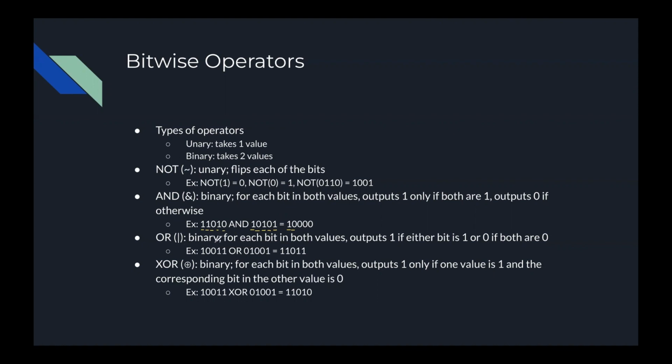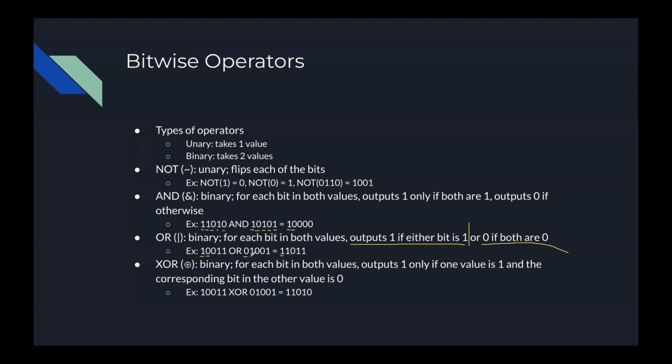For OR, I put in the definition: for each bit in both values, it'll output 1 if either bit is 1. These are two separate conditions. It'll output 1 if either bit is 1, and it'll output 0 if both are 0. This is almost the opposite, or inverse, of AND. For example, here we'll take a look at the first two digits of these two strings. One of them is 1, which is why we have a 1 in our answer.